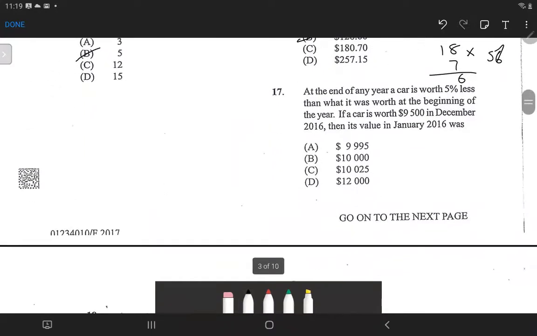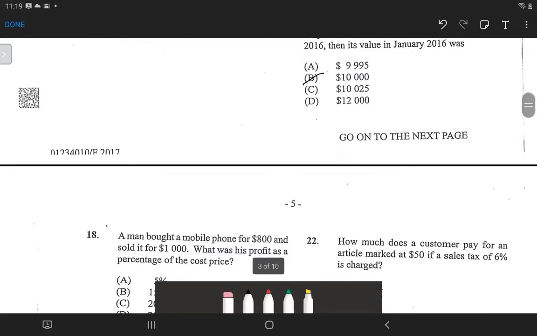At the end of any year, the car is worth 5% less than what it is worth at the beginning of the year. If the car is worth $9,500 in December 2016, the value in January was $10,000, because 5% of the 10,000 is 500, and if you take away the 500, you'll get the $9,500.